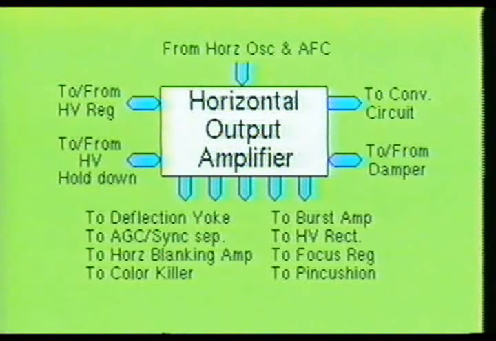The horizontal output amplifier also provides the AC voltages required to operate the high voltage rectifier stage and the focusing rectifier stage. This stage also outputs signals into the pincushion and convergence circuits. As you can see, this one stage is responsible for the proper operation of many different stages located within the color television receiver.